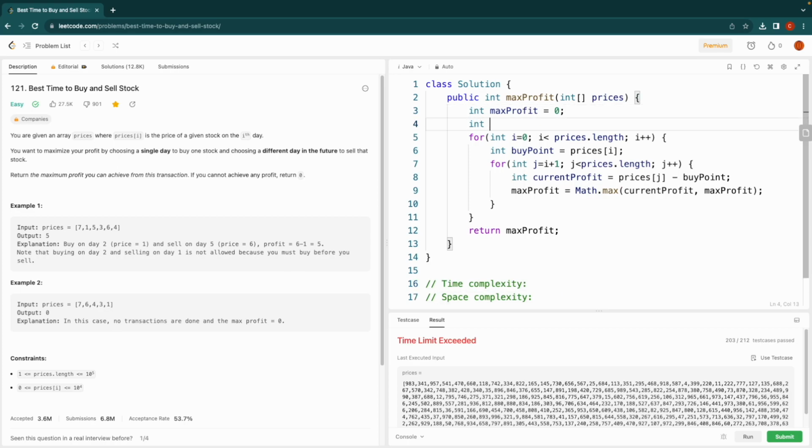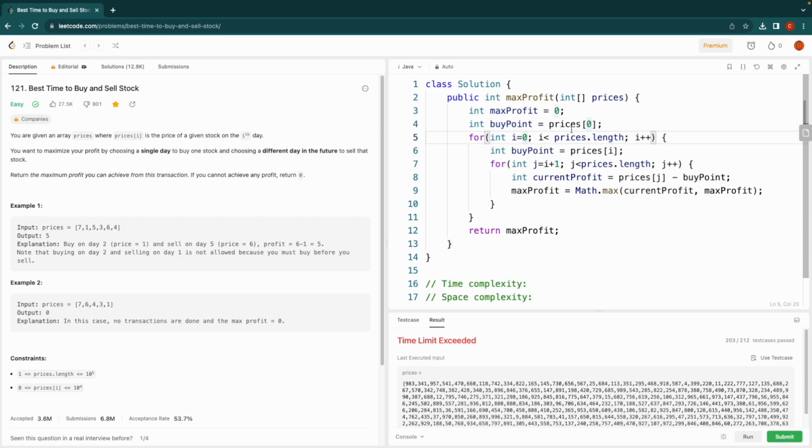In addition to max profit, now we also keep track of buy point, which would be prices of 0. Here you have to remember that we are assuming that the array will have a size of at least 1, which is guaranteed by the constraint here. It says prices.length is greater than or equal to 1 always. So we can safely do this. If the array can have size 0, then we have to add a condition check here. Otherwise we will get an array index out of bounds exception.